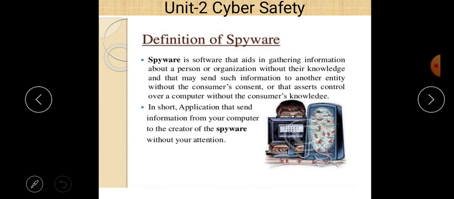Basically, they collect the data and send the data. They don't delete the data on a computer system. So that is the difference between spyware and adware, and between spyware and the Trojan horse. They just collect the data regarding a person or an organization without their knowledge and send such information to another entity without the consumer's consent. That's the most important thing: without the consumer's consent, or asserts control over a computer without the consumer's knowledge.